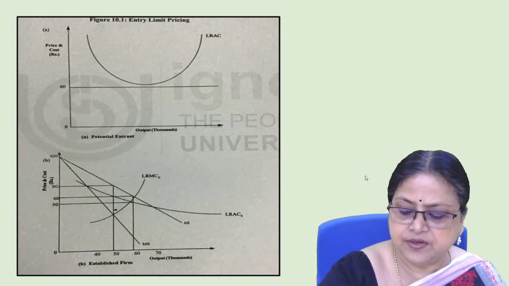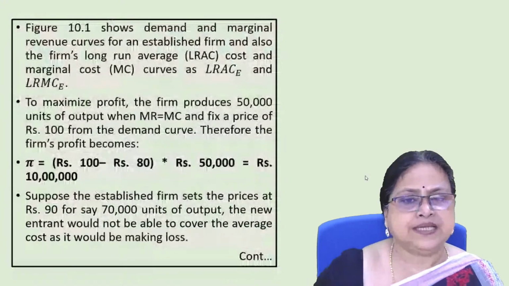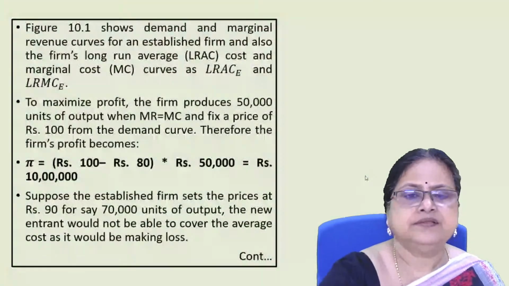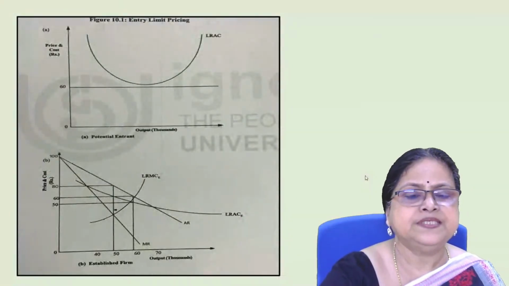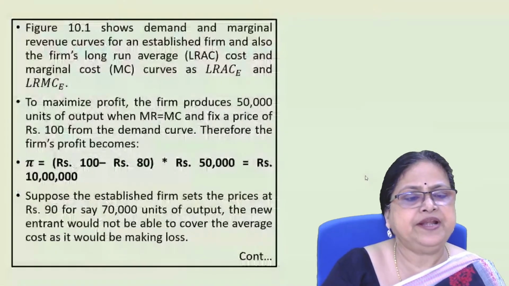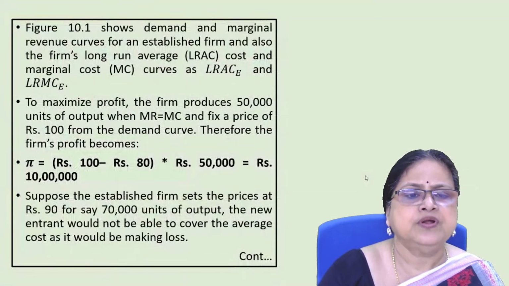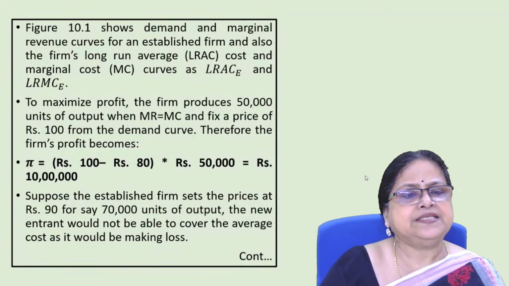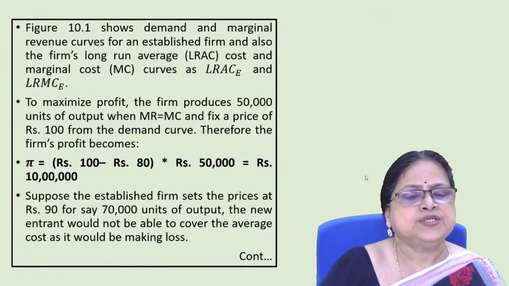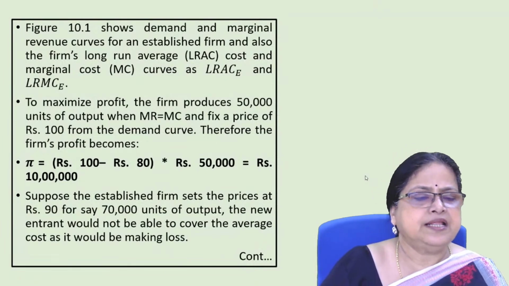Let us go through the example figure. The demand and marginal revenue and cost curves are given, with LRAC and LRMC for the established firm. To maximize profit, the output is 50,000 units, where marginal revenue equals marginal cost, and we fix a price of 100 from the demand curve. So 100 minus 80 into 50,000 is 10 lakhs.